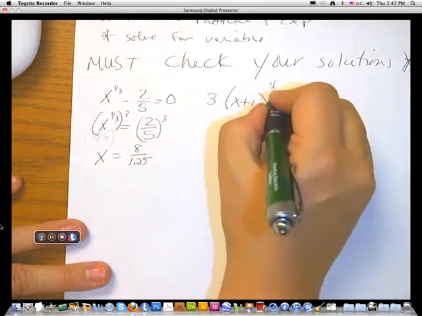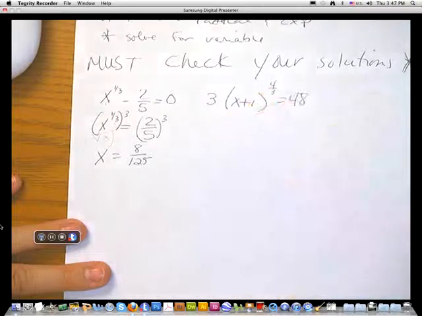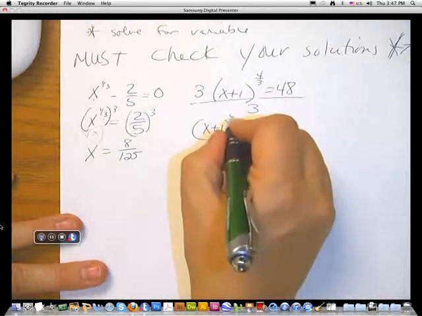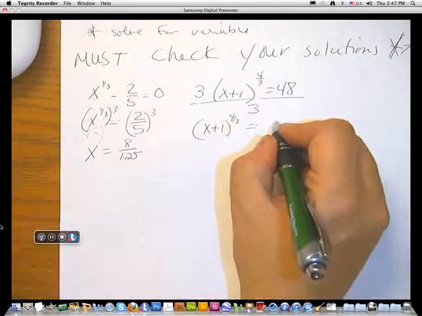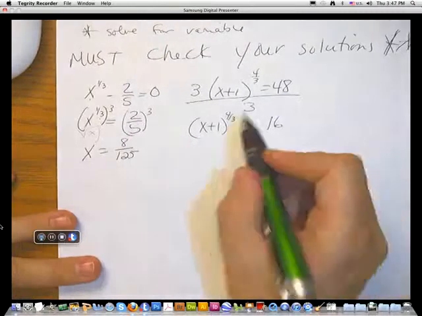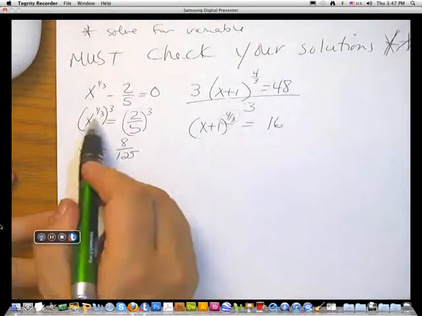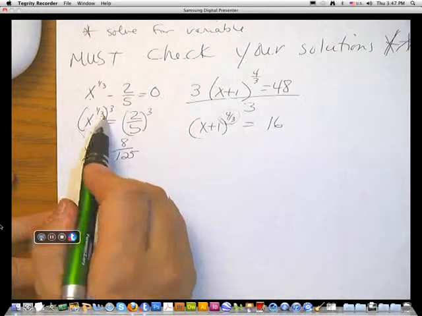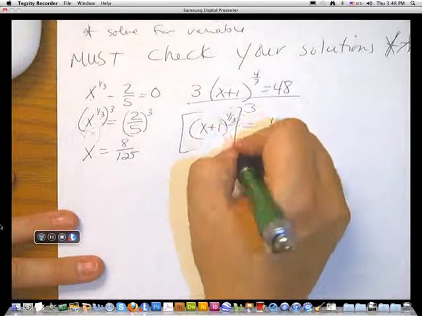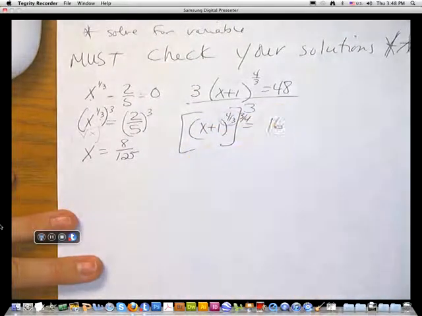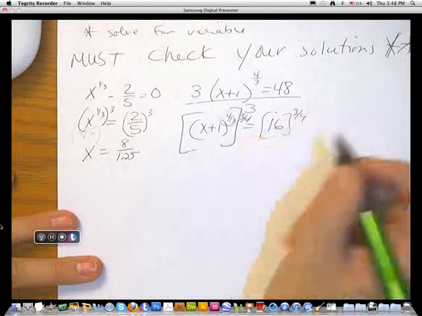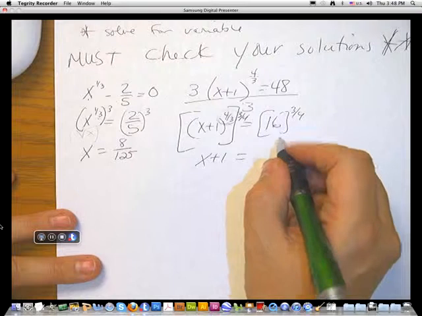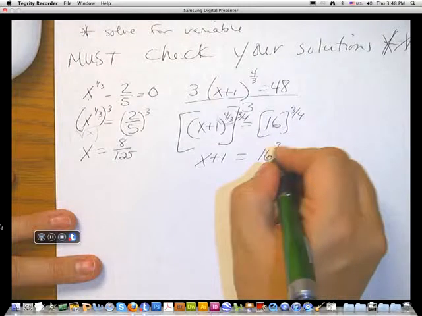3 times (x plus 1) to the 4/3 is 48. So first thing, divide out the 3. We get (x plus 1) to the 4/3 is 16. Now, to get rid of 4/3, just like over here, we have to get rid of it. We could consider this also a reciprocal. And that's the best way to approach it, is to reciprocate it. So the powers go away, leaves x plus 1 is 16 to the 3/4.